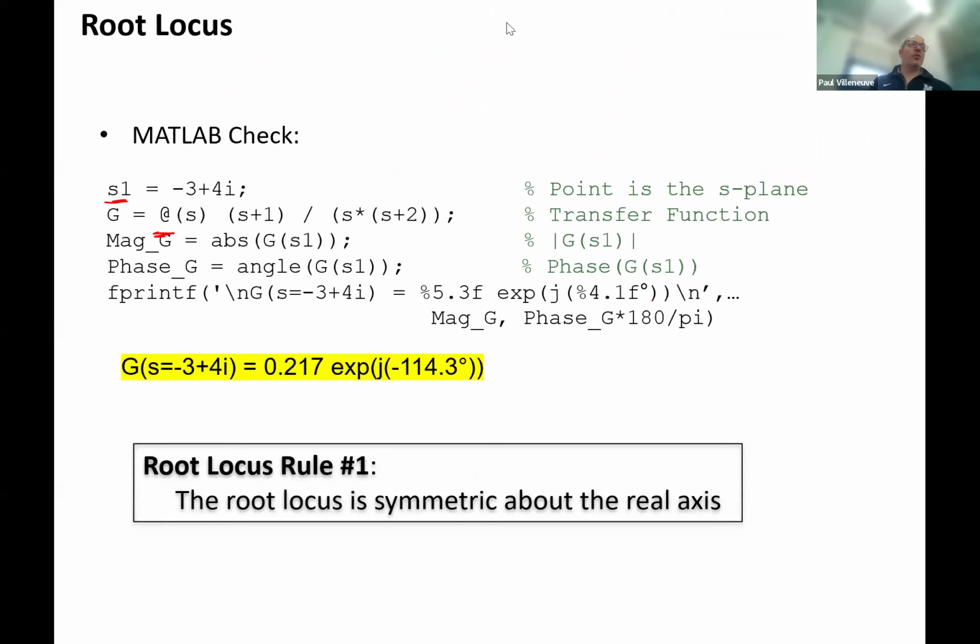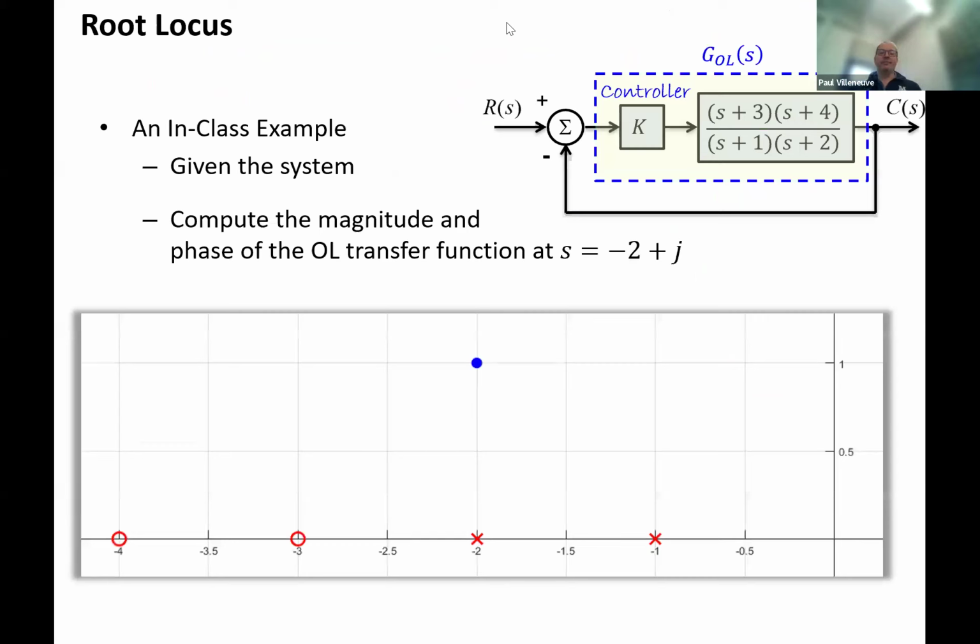All right, so first root locus rule is actually not even a root locus rule, it's just a pole zero map rule. Your root locus is always going to be symmetric about your real axis, and you have to have that because you have to have complex conjugate pairs. That's the first one.